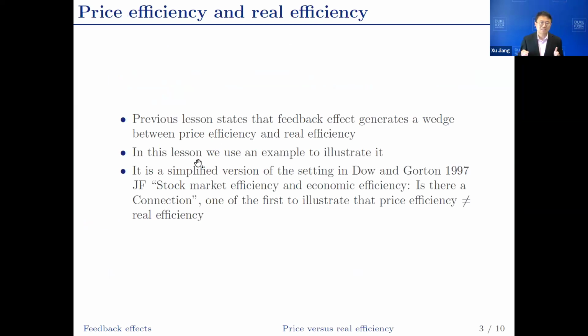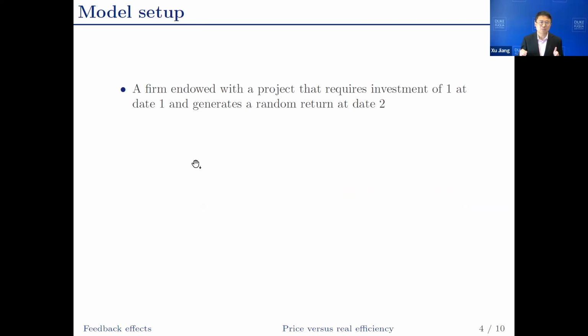The model discussed in this lesson is a simplified version of the setting in Dow and Gorton's 1997 JF paper, which is one of the first studies to show that price efficiency is not the same as real efficiency. Now let's look at the setup of the model.